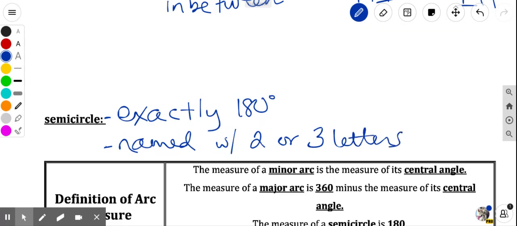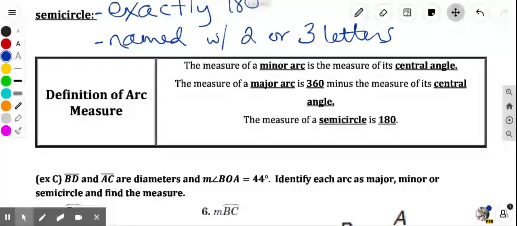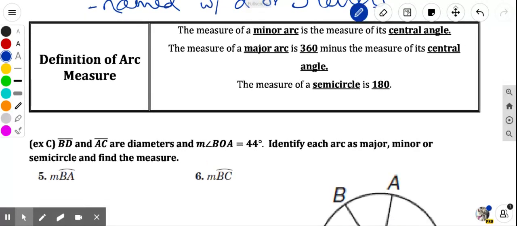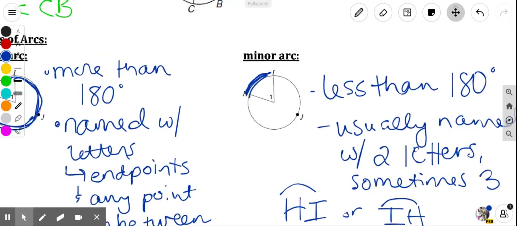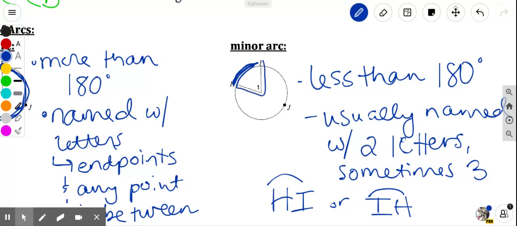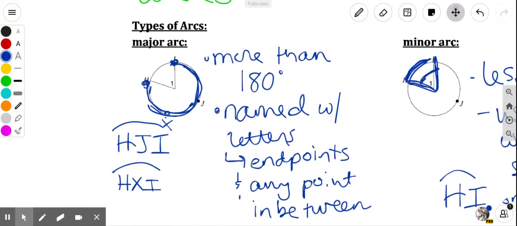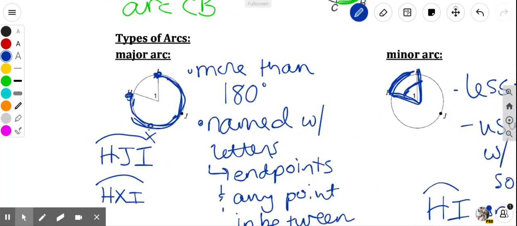Okay, so now the measures of these arcs, you use the central angle. It says the measure of a minor arc is just whatever the central angle is that creates that arc. So if you look back at this example up here, this arc HI would be whatever measure angle 1 is. Angle 1 is the central angle for that arc. Then it says in that box that for a major arc, you take 360, which would be all the way around, and you subtract the central angle.